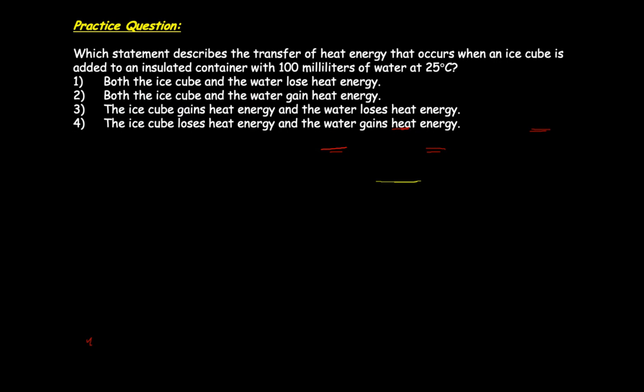All right, so a little quiz here, a little practice question. Which statement describes a transfer of heat that occurs when ice cubes, and we know what the temperature of ice cubes is, are added to an insulated container containing 100 milliliters of water at 25. Now the amount of water here is not important, but we know that the ice cube will definitely be colder than the water, right? So we expect the heat to flow from the water to the ice cube. So the ice cube is going to gain energy and the water is going to lose energy. And you'd be in here at number three. So it's important to know that they both won't lose or both won't gain. One has to gain from the other.